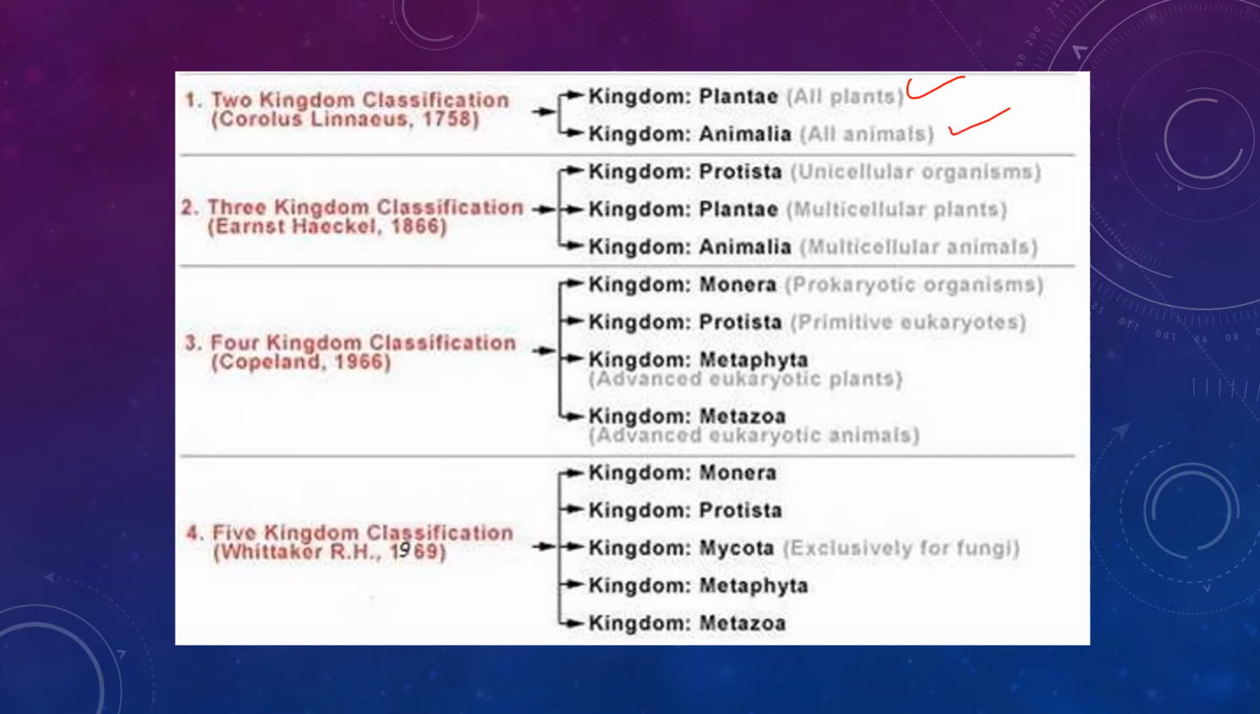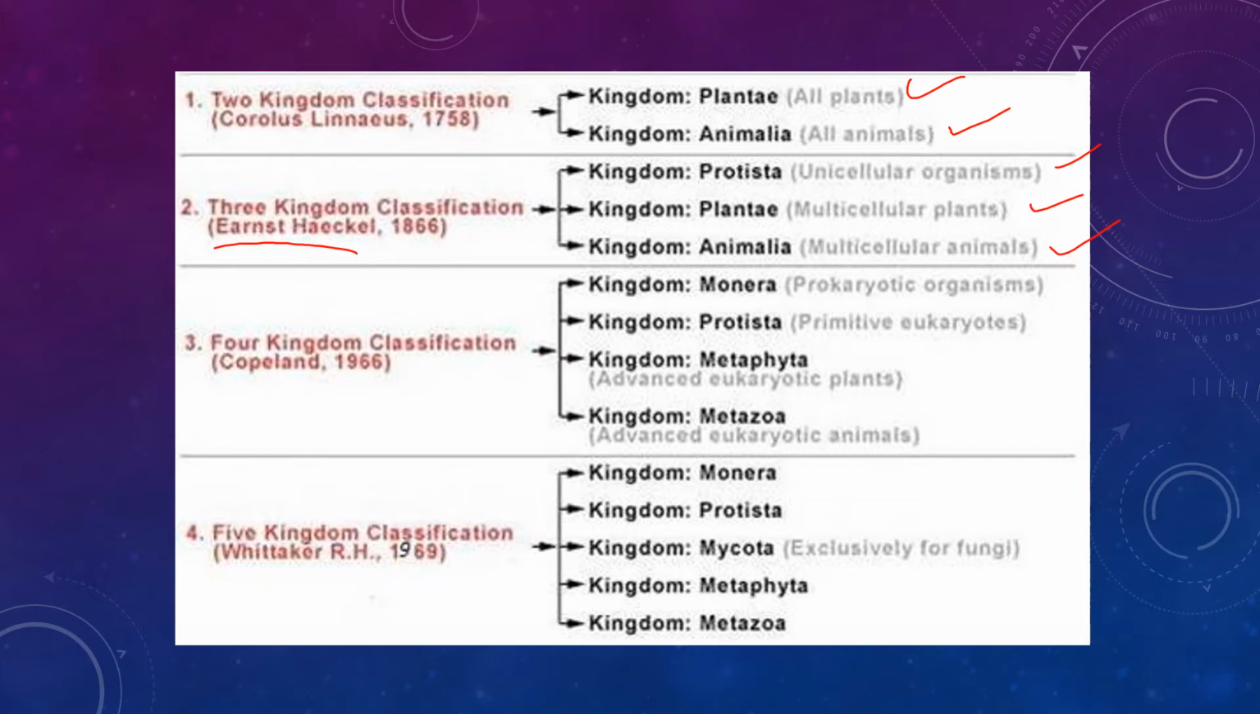Then came the three kingdom system of classification, which was proposed in the year 1866 by Ernst Haeckel. The first kingdom was Protista, which included unicellular organisms. Then came the kingdom Plantae, which included the multicellular plants. Then came kingdom Animalia, which included the multicellular animals.